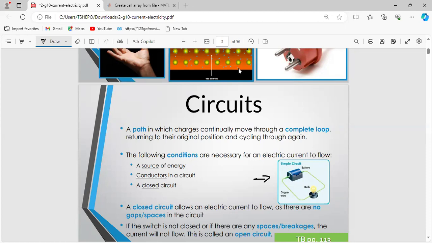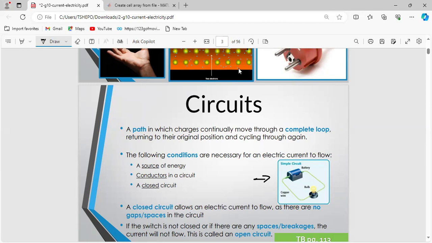Now, when you talk about the circuit, what are we actually talking about? We are talking about a path in which charges, I have already explained what I mean when I talk about the charges, continually move through a complete loop. This is a loop, right? It's a complete loop. So the charges are going to move around this loop.